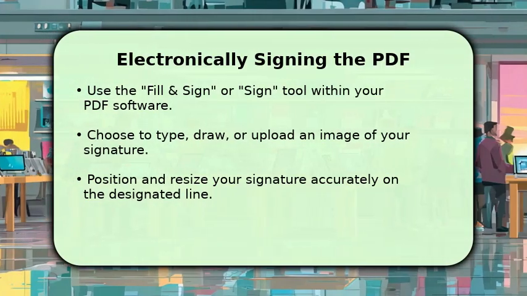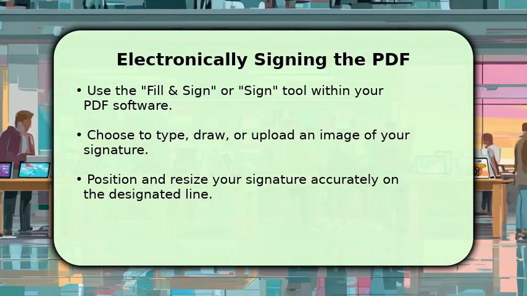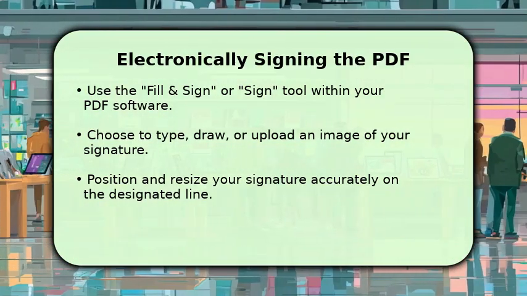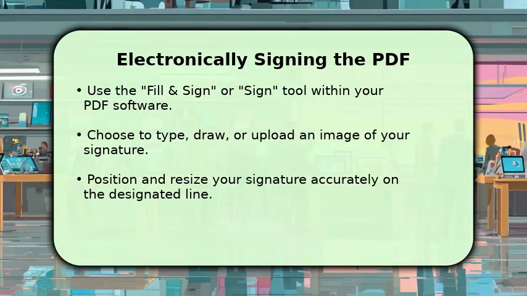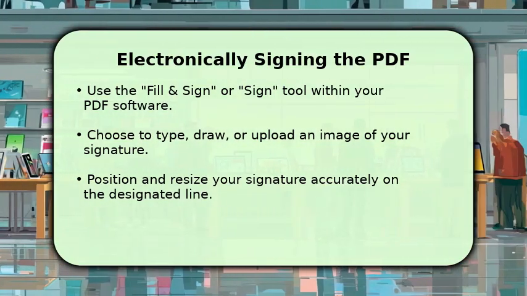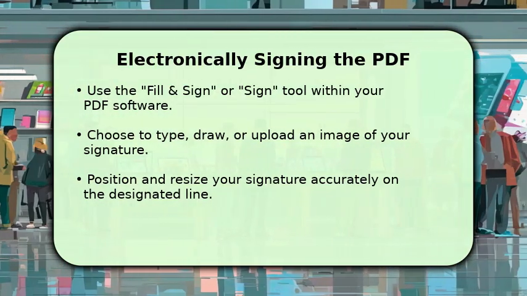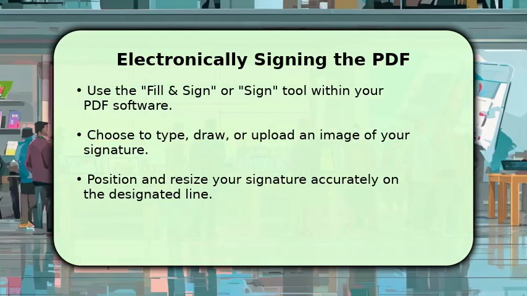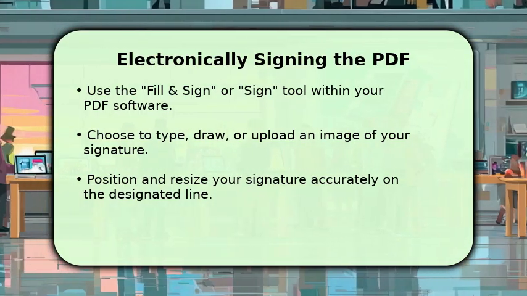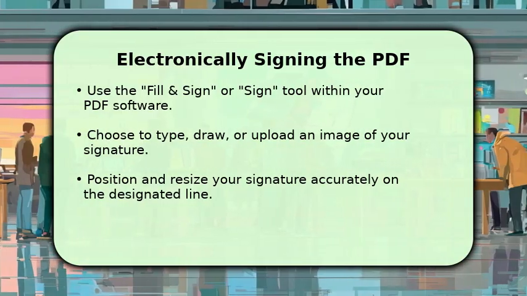Now let's add your signature. Most PDF programs have a Fill and Sign or Sign tool. Click on this option. You'll typically have three choices: type your name, draw your signature using your mouse or trackpad, or upload an image of your handwritten signature. Select the method that works best for you, then carefully place and resize your signature onto the designated signature line within the document. Make sure it looks just right.